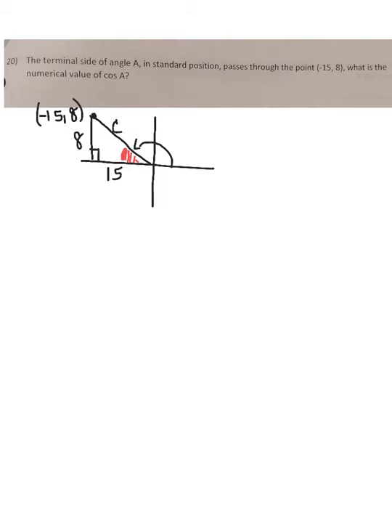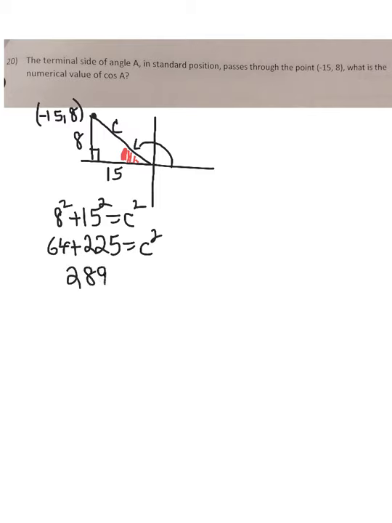And I can find the hypotenuse by doing Pythagorean theorem. So 8 squared plus 15 squared equals c squared. That's 64 plus 225 equals c squared. And then if I add those two, I'm going to get 289 equals c squared. Take the square root, and that will be 17. So I know the hypotenuse is 17.